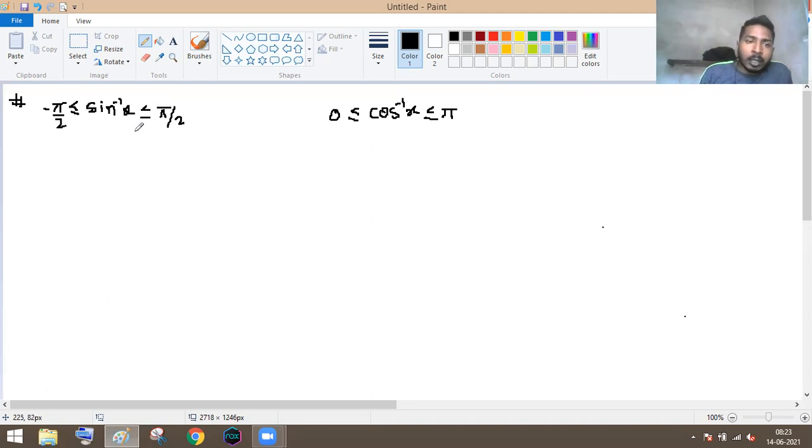Now, the condition on x: we cannot put x greater than 1 or x less than minus 1, so we have to restrict x. The domain of sine inverse x is x belongs to minus 1 to 1 only. For cos inverse x also, the domain is x belonging to minus 1 to 1 only.